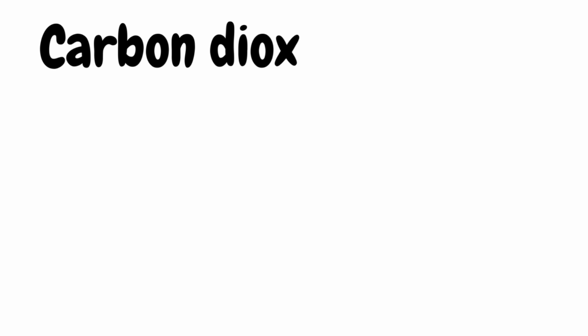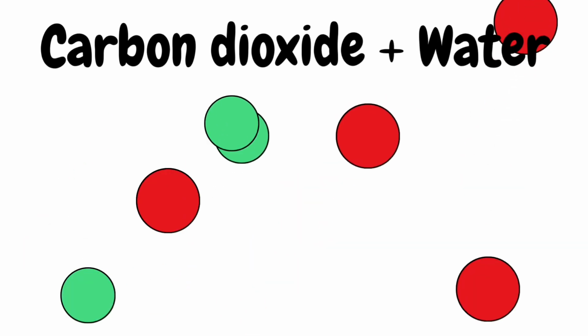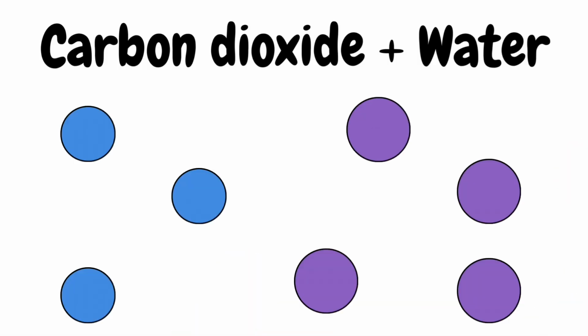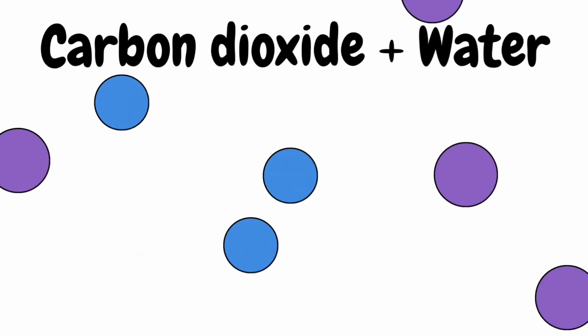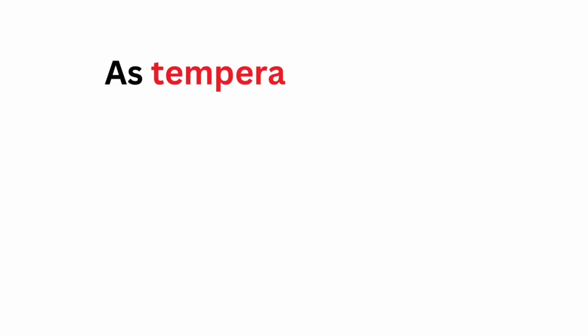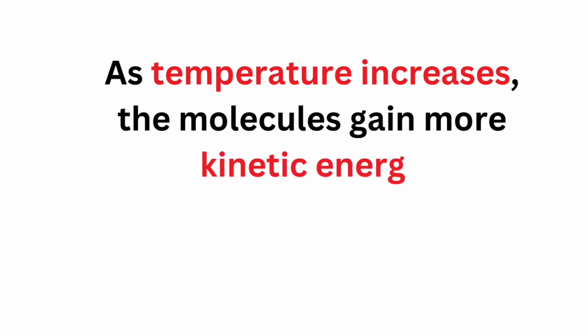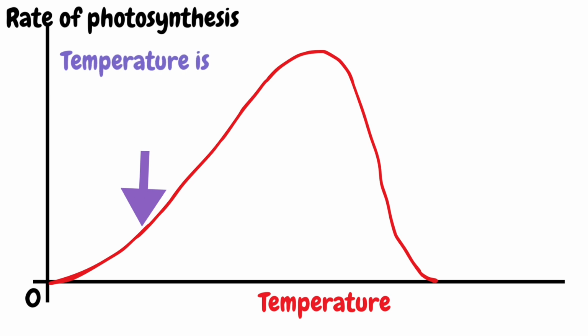To explain this, we need to remember that photosynthesis is a chemical reaction, and chemical reactions happen when molecules move around and collide. If the colliding molecules have enough energy, they will react to form new chemicals. If you needed to explain this in an exam, you could write: as temperature increases, the molecules gain more kinetic energy, so the rate of reaction increases. And this explains why, as you increase temperature, the rate gets faster in part 1 of the graph.